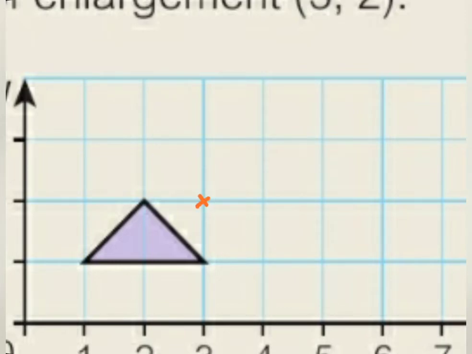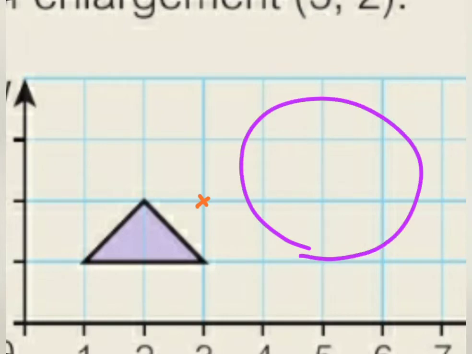Now this is the center of enlargement. Now the negative scale factor makes the center of enlargement come between the shape and its image. So this center of enlargement will be between the shape and the image. So the image will be here. This is the meaning of having a negative scale factor.